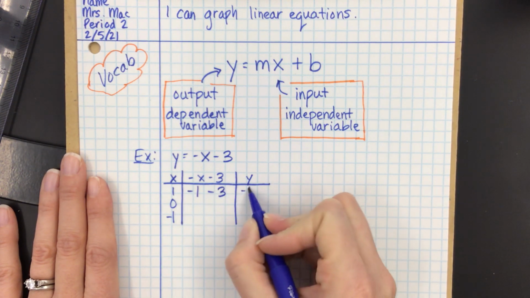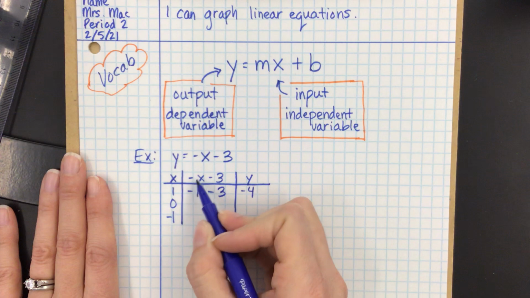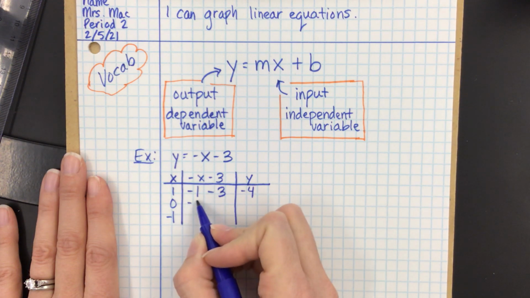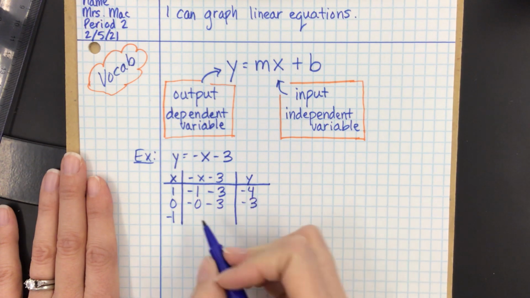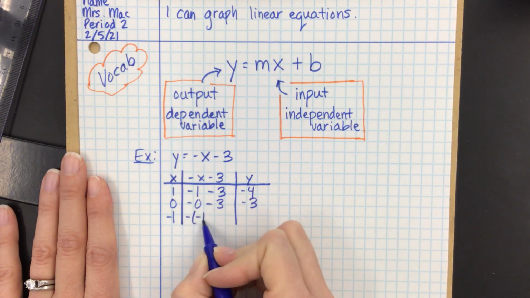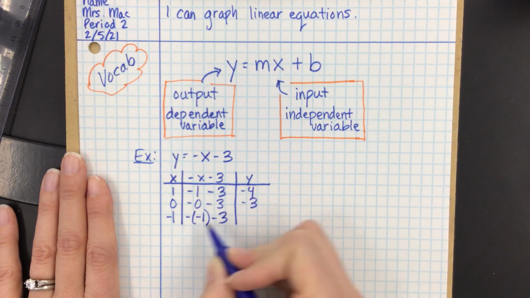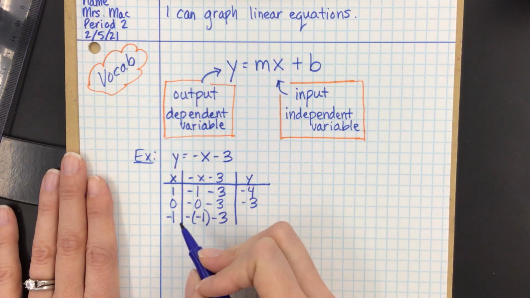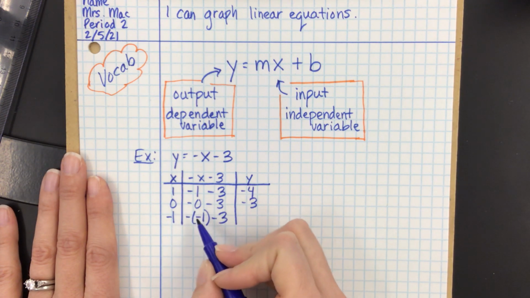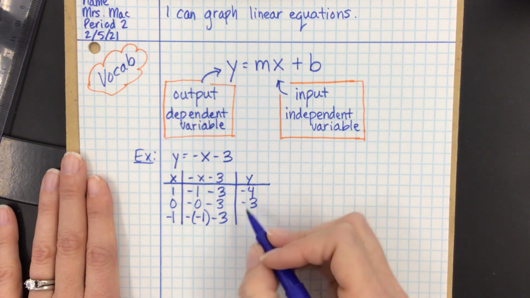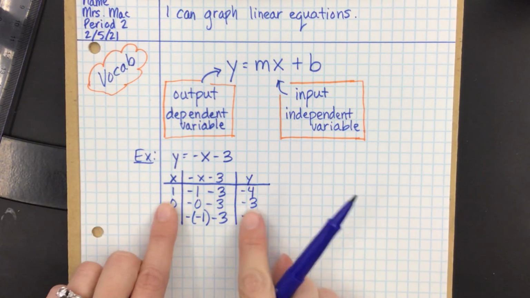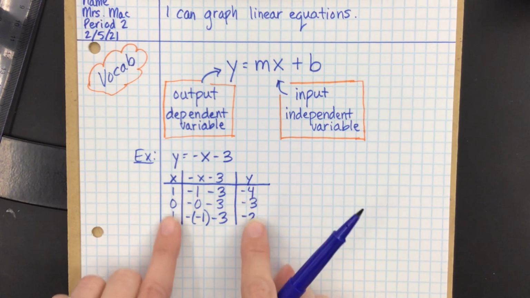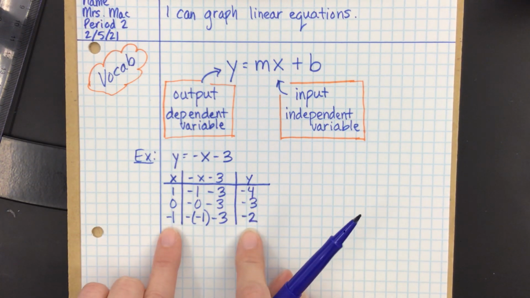-1 minus 3 is -4. And then I'm going to plug in 0 here. Okay, so that's going to be -3. Then for -1, it's going to be +1, because remember, a negative of a negative is a positive. So 1 minus 3 is going to be -2. Now, this is where you would have listed your ordered pairs, but really that's just this: 1, -4; 0, -3; -1, -2.